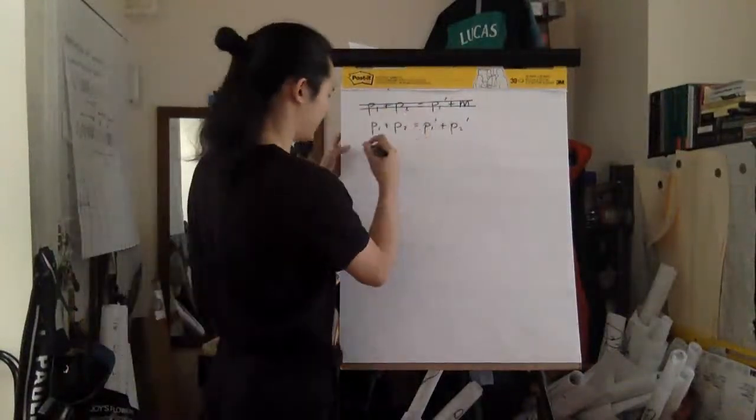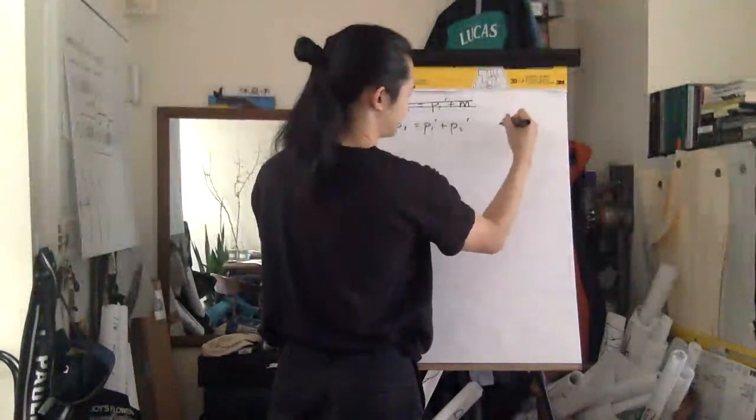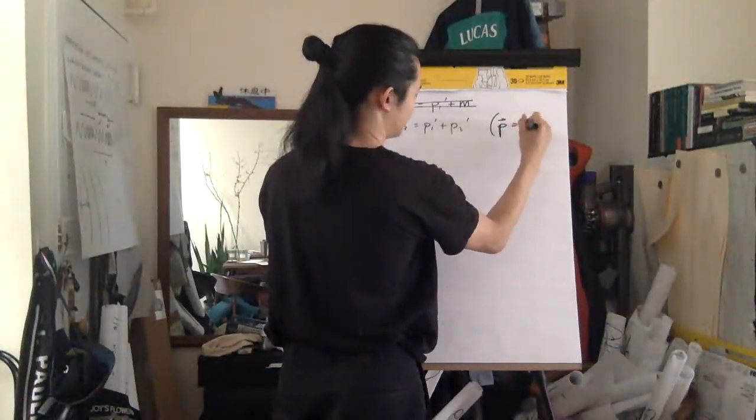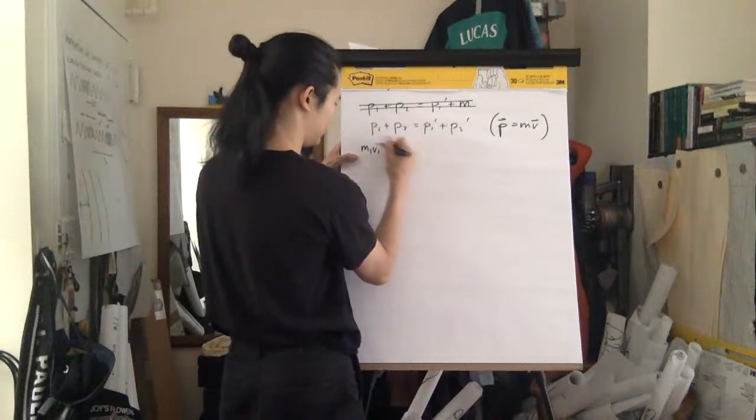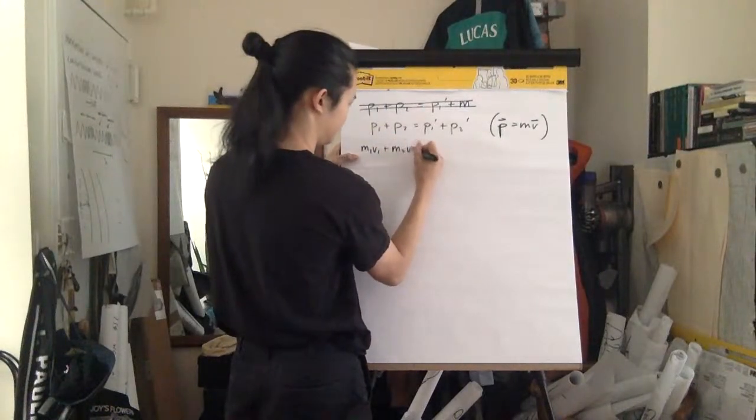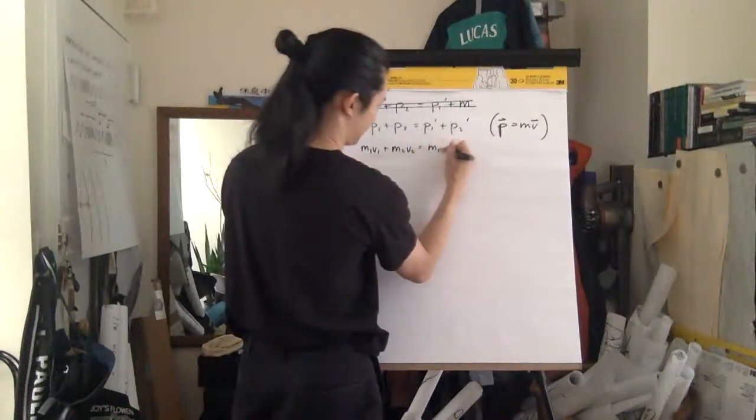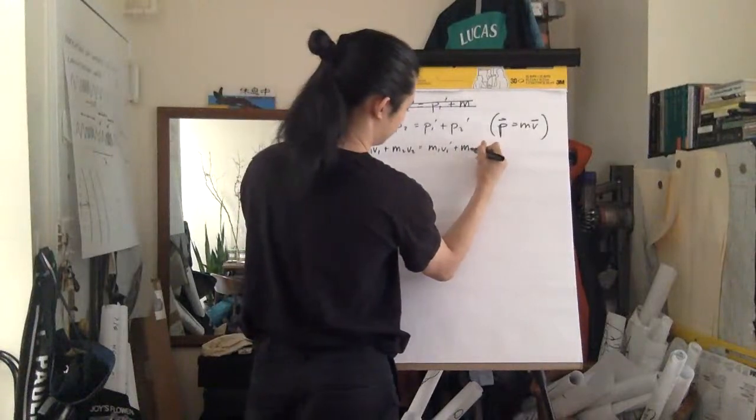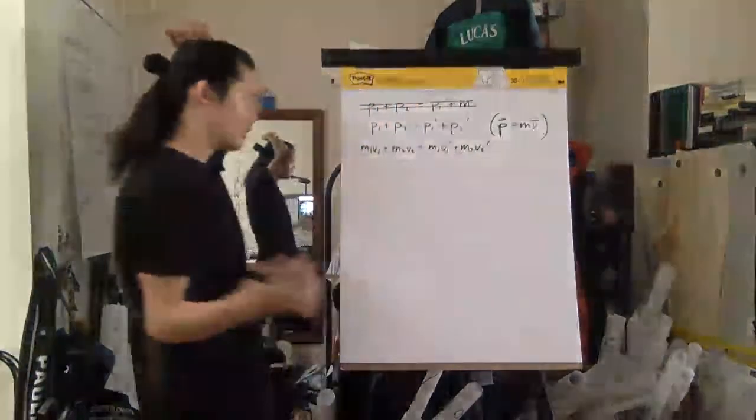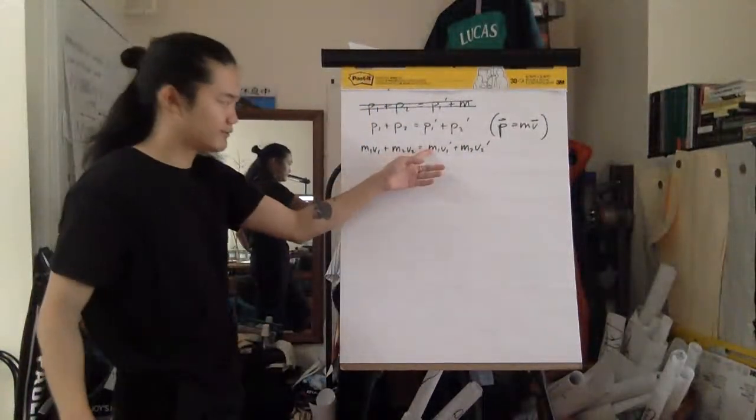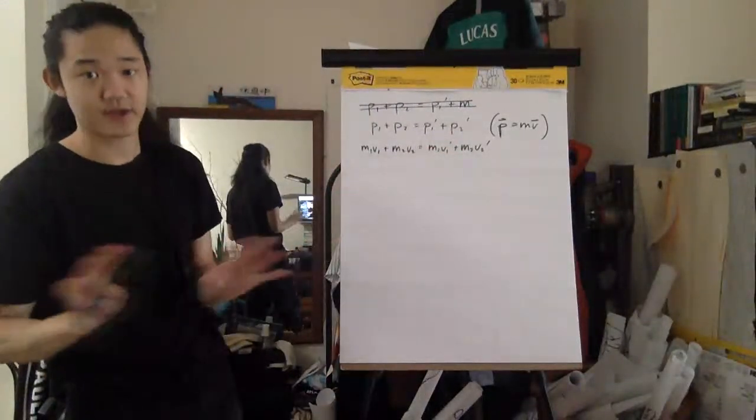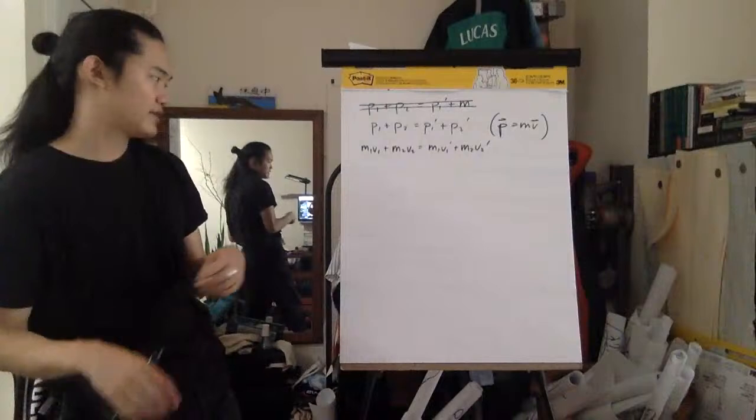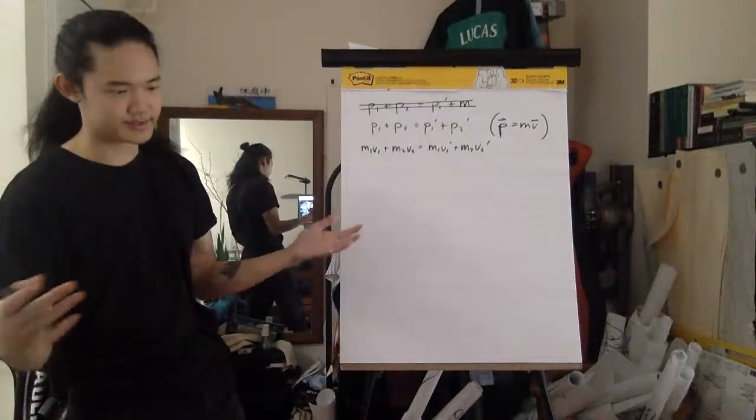In addition to that, I can expand it, and because I know momentum is just m times v, this becomes m1 v1 plus m2 v2 equals m1 v1 prime plus m2 v2 prime. There's a good reason why I'm not priming the m's: we're not dealing with problems where mass ever changes. And there are a lot of different ways you can go with this.